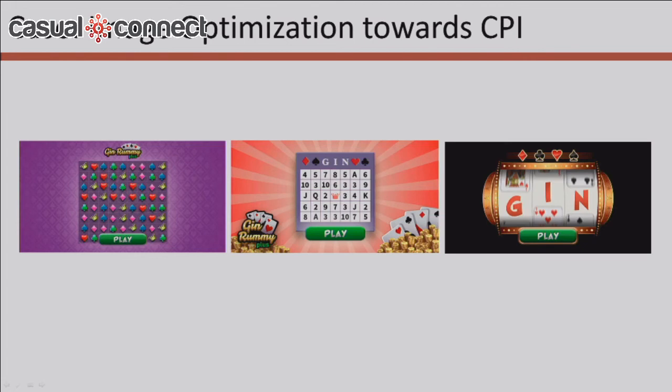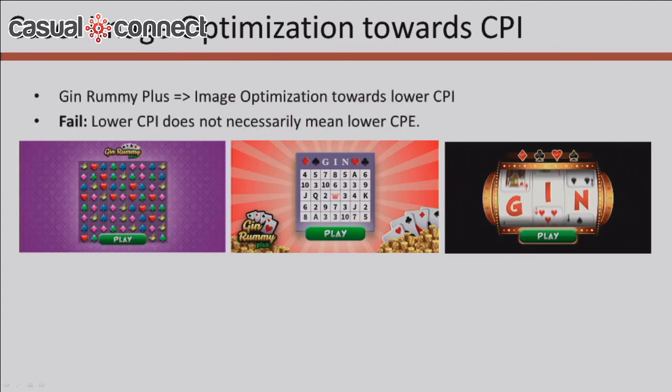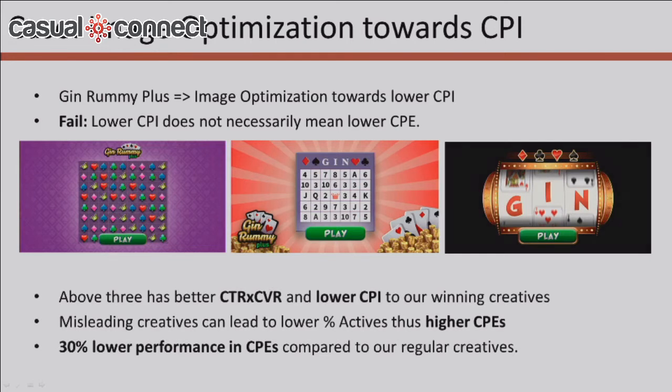This is one real case that we had in a recent card game of ours, Gin Rummy. We were optimizing towards CPI in this case, and we did a bad thing, because when you look at the CPI rates, all these 3 images perform really well. Although this is a card game where people compete against each other, we knew that our players liked bingo, we knew that our players liked casual games and slot games, so we put in all these images. They look fancy, colorful and so on. Their CTRs and CVRs were way better than our other images, but eventually, even though our CPI rates were low, our CPEs were super high.